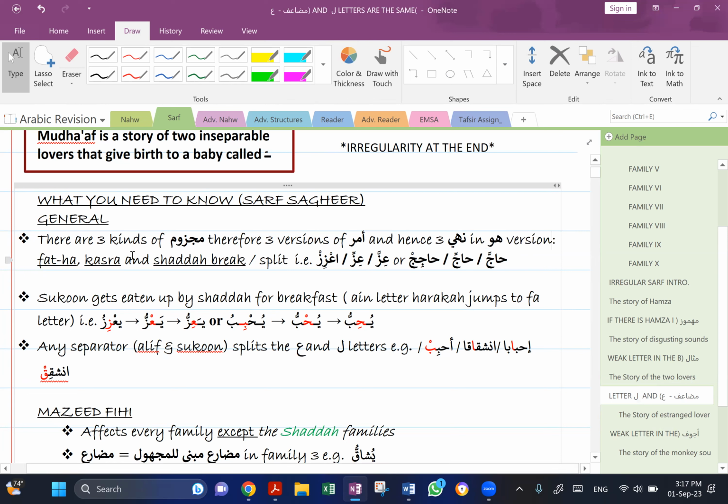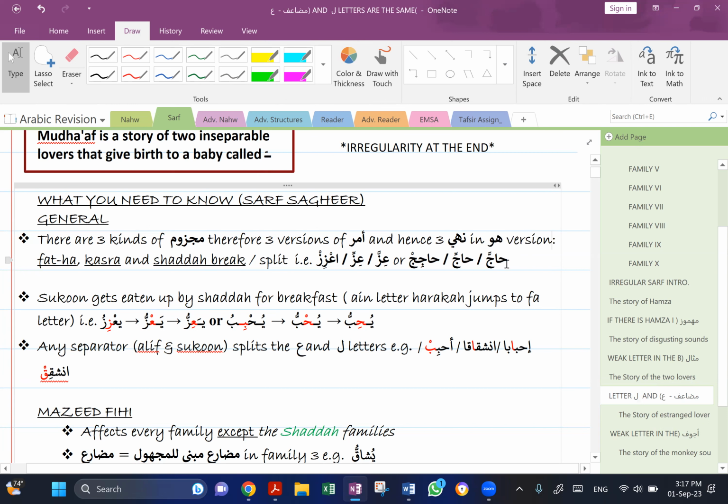So you have a fatha, a kasra, and a shadda break, where the shadda splits, when you have a split and then the shadda goes away. So these are the three cases when that happens. So you have a fatha, kasra, and shadda going away because you have a sukoon coming in.